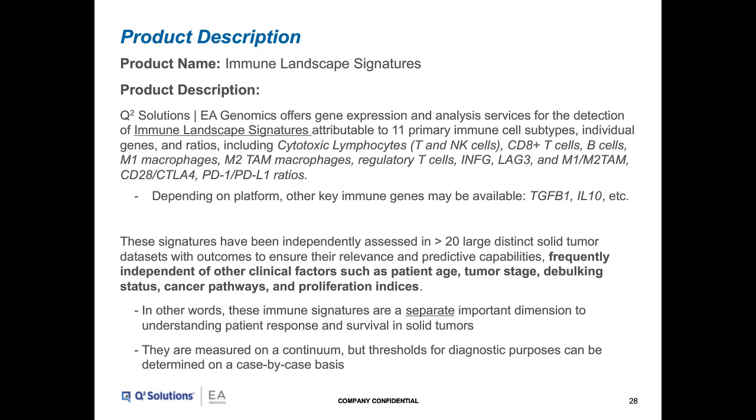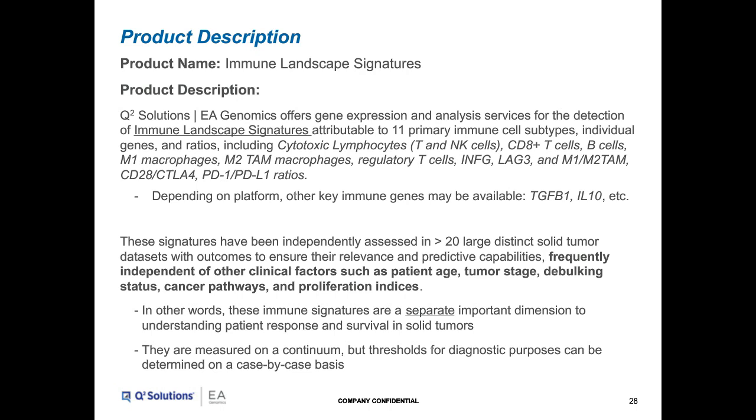But the main thing is that we've independently assessed these signatures in 20 large distinct solid tumor data sets, and we've tried to ensure that they have relevance and predictive capabilities independent of other clinical factors, or I should say also in the presence of other clinical factors. So these signatures aren't just reflecting the typical clinical parameters, and in fact, they also are indicating information above and beyond what you get with tumor mutational burden, which is what I'm going to talk about in just a minute. Right now, we feel like these immune signatures are a separate important dimension to understanding patient response and survival.